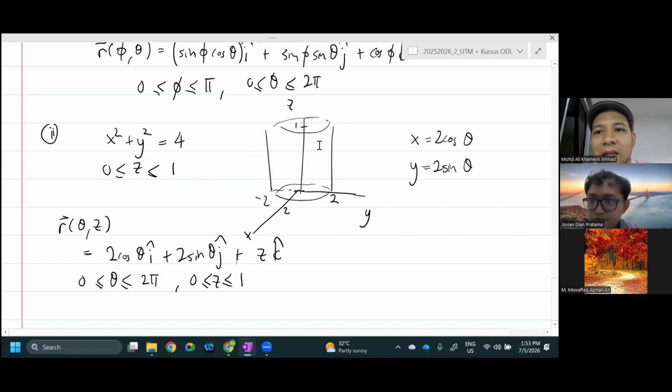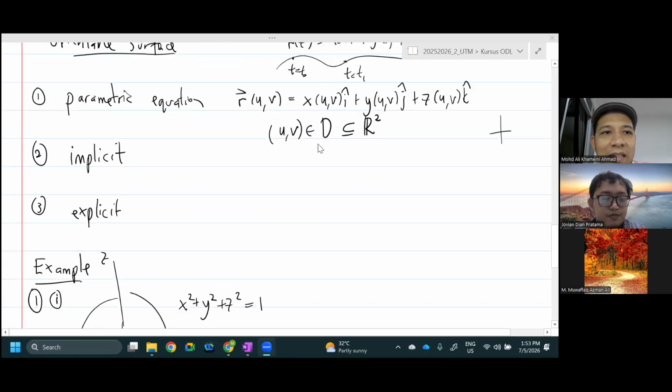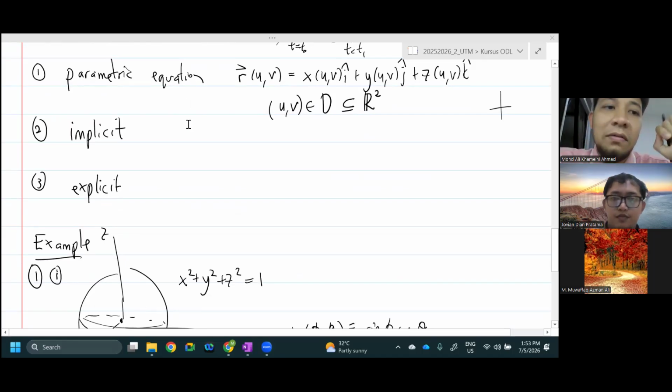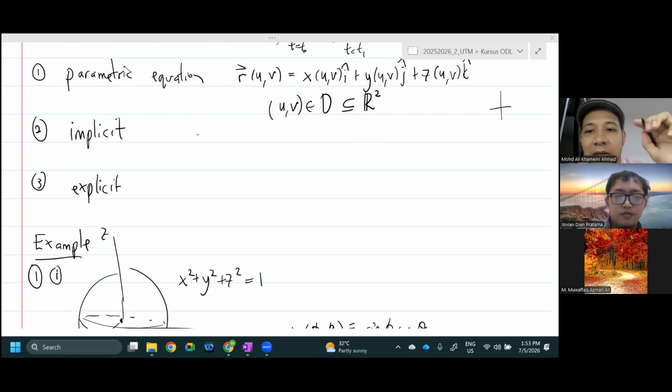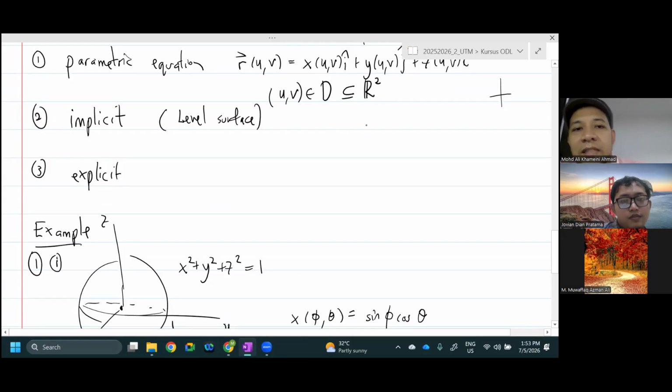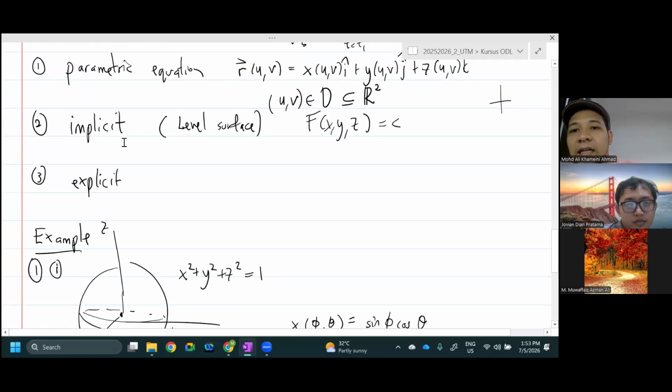Okay. So next, let me talk on implicit form, and I'll make it brief. So the implicit form, you can represent as a level surface. If you recall multivariable functions, you have a function of 3 variables. So f of x, y, z equal to some constant, this we call a surface, because it is a level surface of a 3 variable function. So this is another way you can represent it.